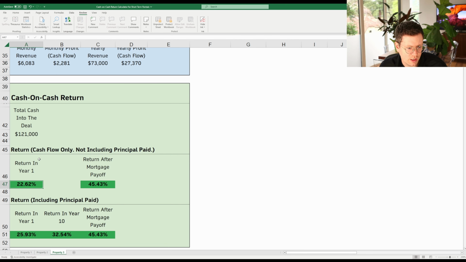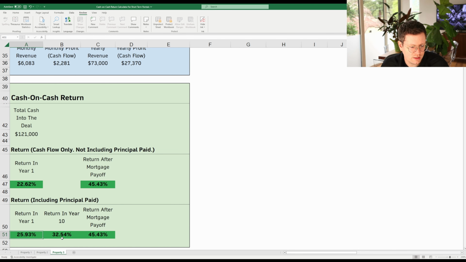Not including principal, the cash flow return on this example is 22.62% in year one. And then after you've paid off the mortgage, it goes up to 45%. If you do take principal into account, the return will be about 3% higher. However, the difference is not as meaningful here because the cash flows are so high, but the number is still here just for your information. With principal included, it's going to be 25.93% in year one.